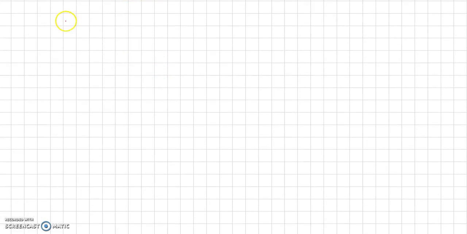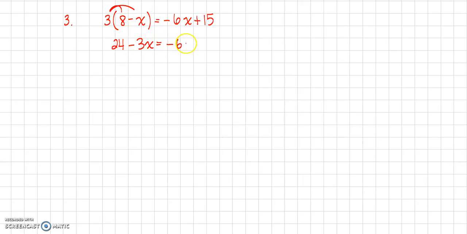Number 3 says solve this equation. 3 times (8 minus x) equals negative 6x plus 15. So the first thing that we're going to do is distribute. 3 times 8 is 24. 3 times negative x is negative 3x. Then I usually like to get my variables together. You can get the constants together first if you choose, but I always like to get my variables together. That way I can get those taken care of.